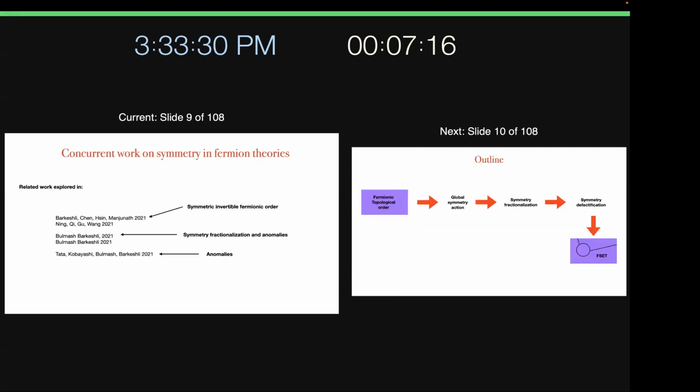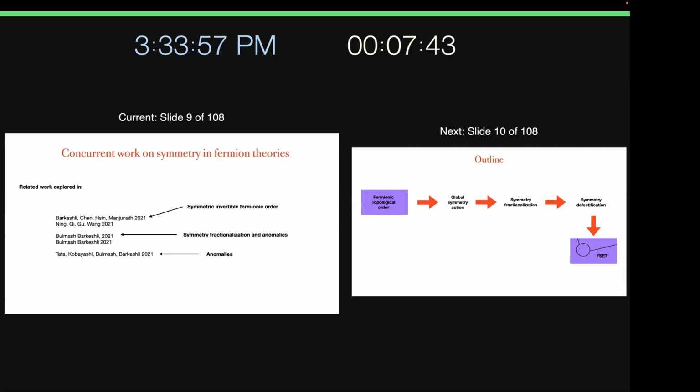All right, and in 2020, there's actually lots of work in this field. So in particular, Maissam Barkeshli's group put out 4 papers, and then there's this other paper by Ning, Ji, Gu, and Wang. They all discuss various aspects of this problem. So in those first 2 papers, they looked at symmetric invertible fermionic phases, again using a diagrammatic calculus.